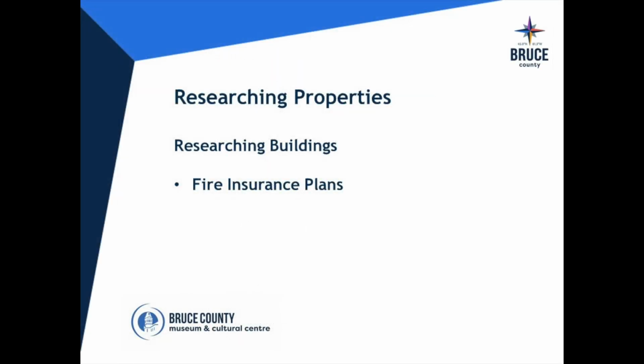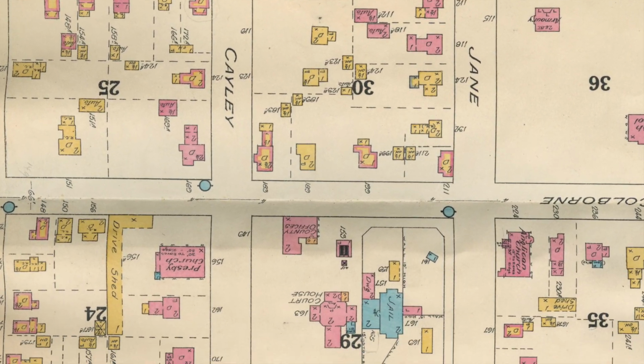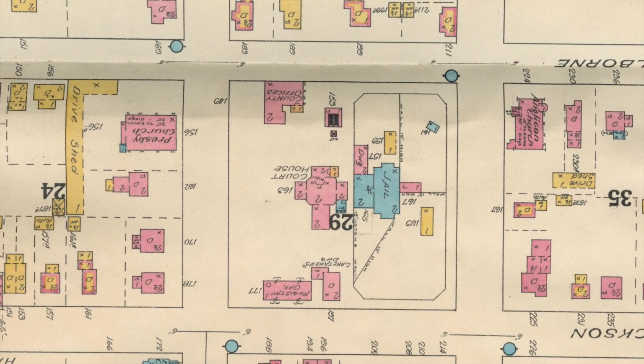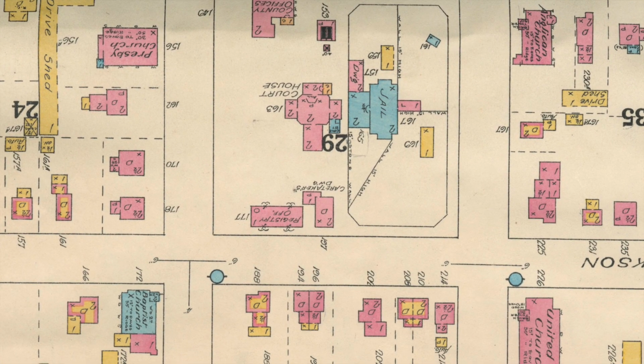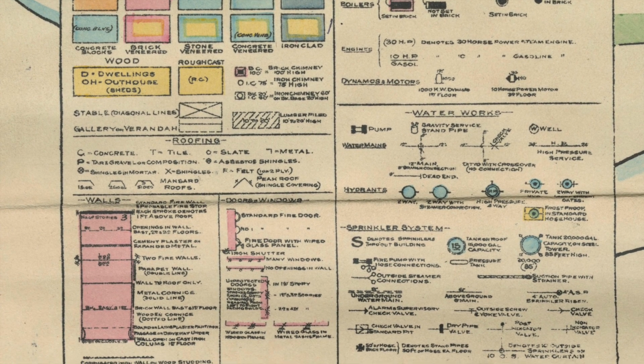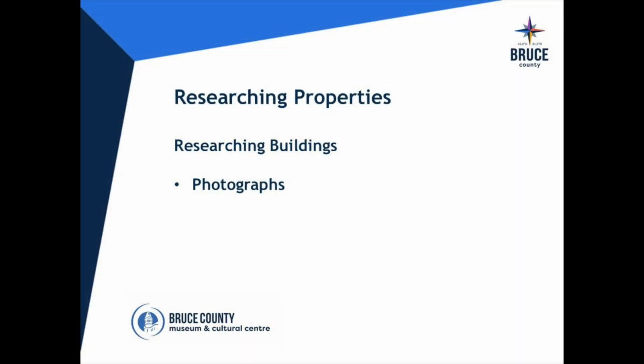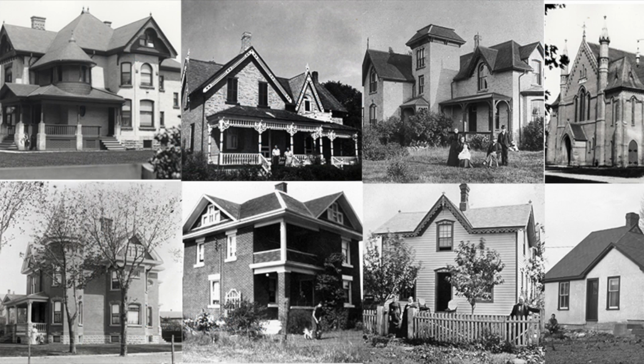Fire insurance plans primarily feature the downtown and nearby streets of towns and villages. These maps can reveal the footprint of the structure, types of business or industry present during a particular time period, and building construction materials. Most in our collection are dated sometime between 1894 and 1928. Photographs may assist in determining a date range for construction based on the environment surrounding the building.